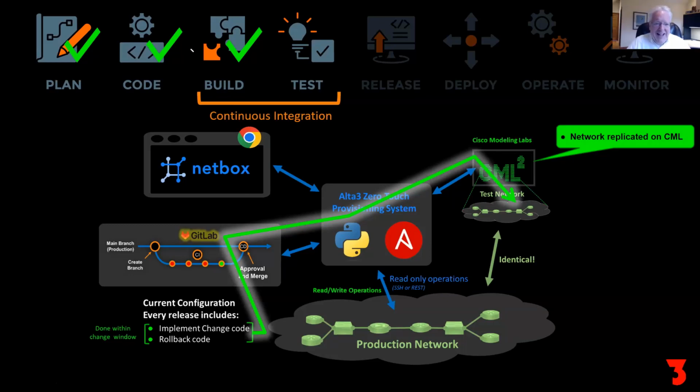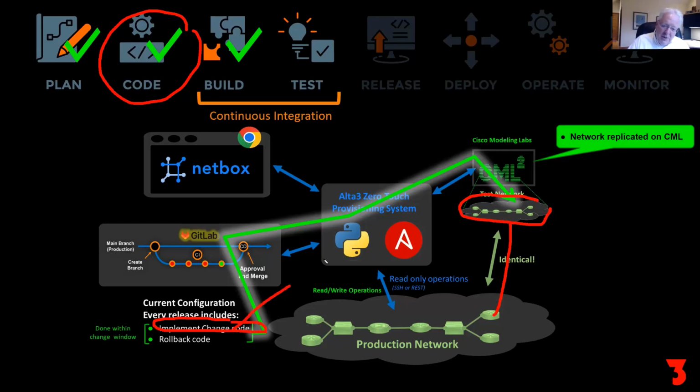Wait a minute. I tested it back here when I wrote the code, right? No, that's not the CI. I know you did, but that doesn't count. We're going to do this again. And the reason we're going to do this again is because I'm going to pull a replica network into CML. And I'm going to take this code that you told me was going to work, and I'm going to run it on there. And then I'm going to run the test scripts. I'm going to see if it does work.